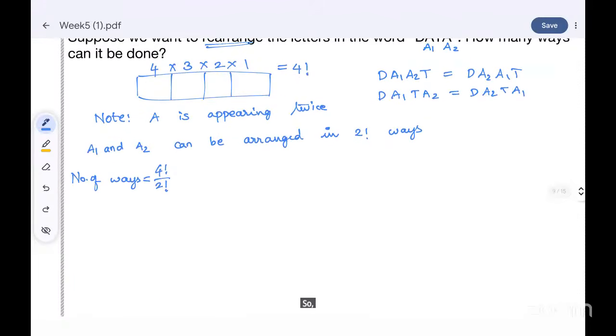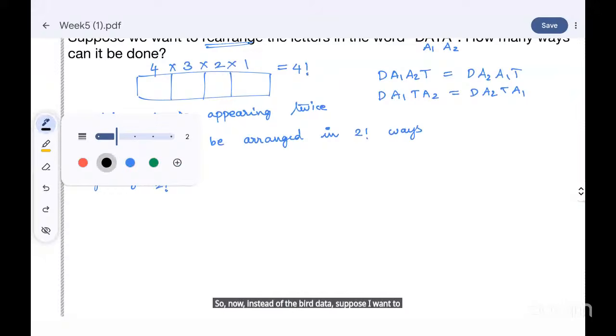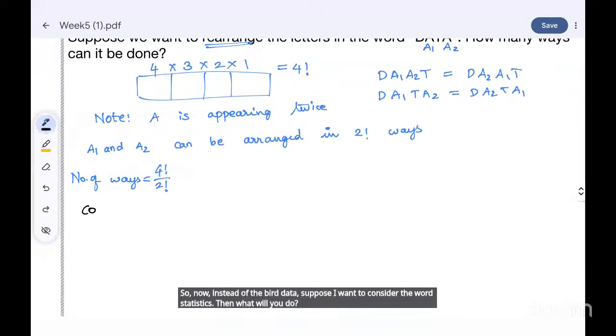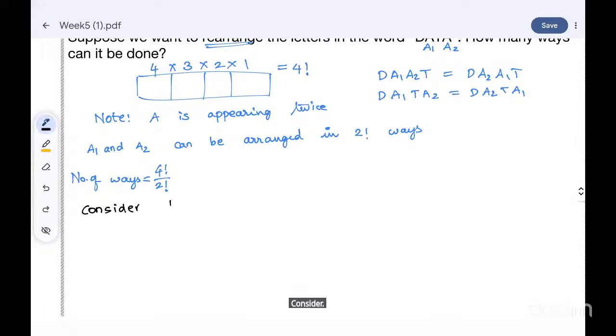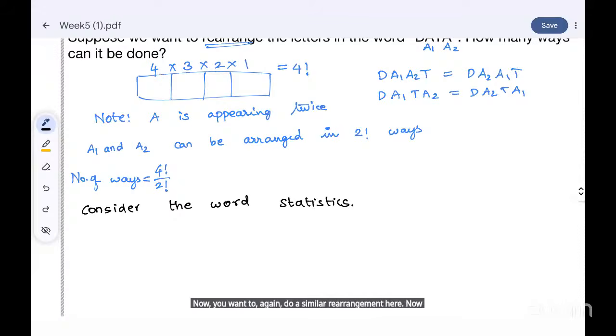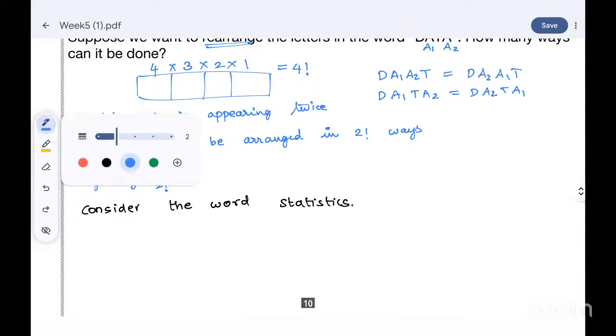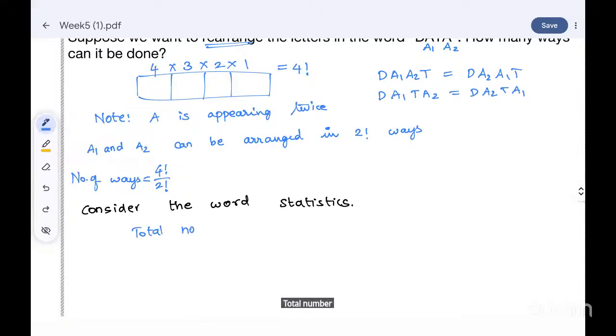So now instead of the word data, suppose I want to consider the word statistics. Then what will you do? Now you want to again do a similar rearrangement here. So what is the total number of letters here? 10. Right? Your n is 10.